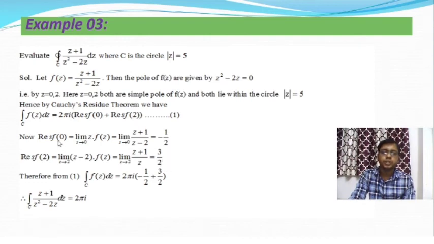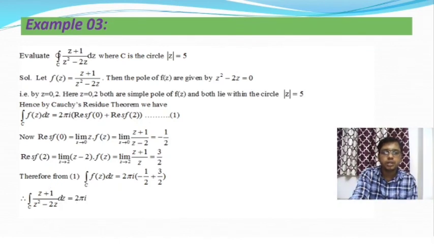Okay, so the residue at the point z = 0 is −1/2, and the residue at the point z = 2 is 3/2. So, from Cauchy's residue theorem, that is from equation 1, we find the value of this integral, which is 2πi times (−1/2 + 3/2). After calculation, it will give 2πi times 2/2. That means the value of this integral is 2πi.